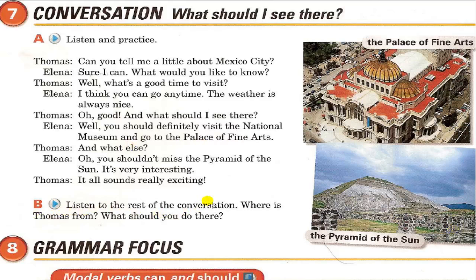Exercise 7, Part B. Listen to the rest of the conversation. Where is Thomas from? What should you do there?